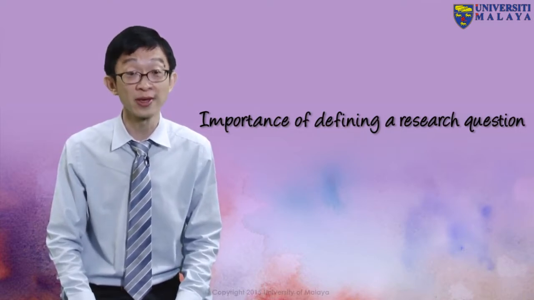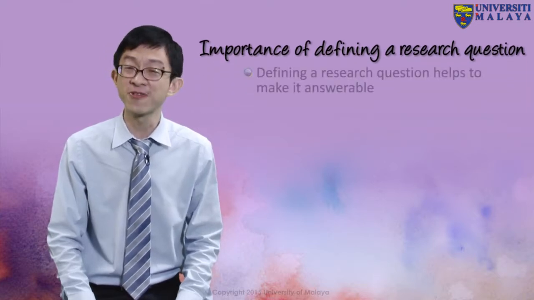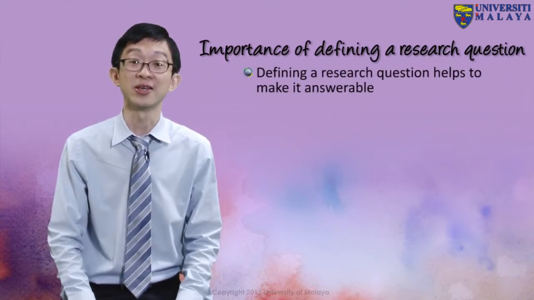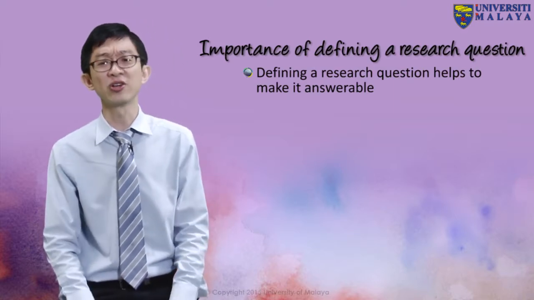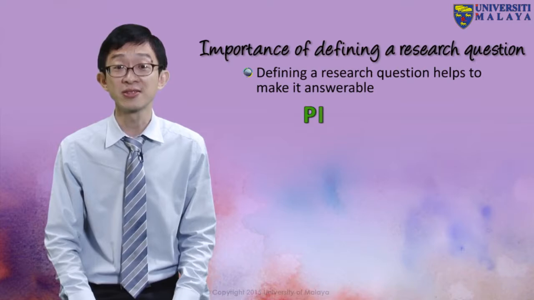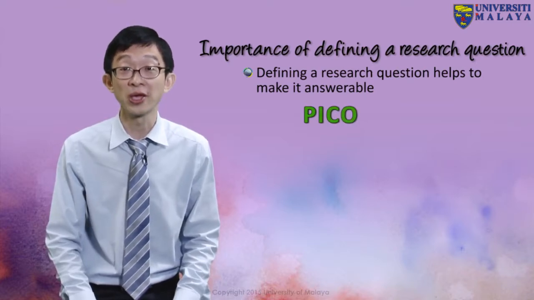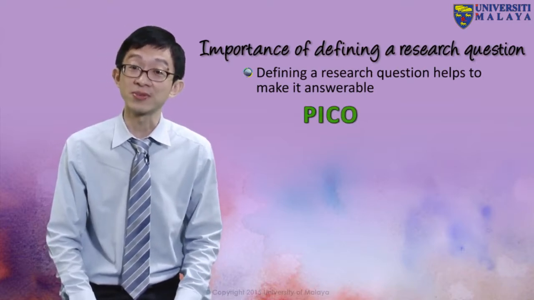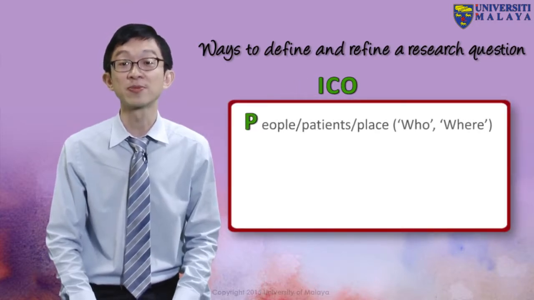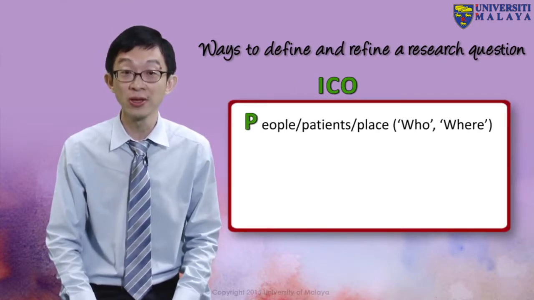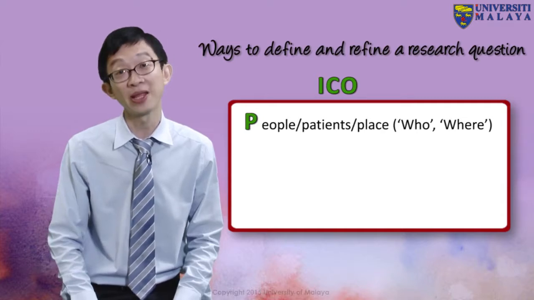Now that we have described what a good research question is, and assuming that you have decided on a research topic, the next step is to define the research question clearly so that it can be answered. Let me introduce you to the concept of PICO. This is a concept that I have borrowed from the evidence-based medicine discipline. Let me explain what PICO stands for. P refers to a specific group of population, people, patients, or place.